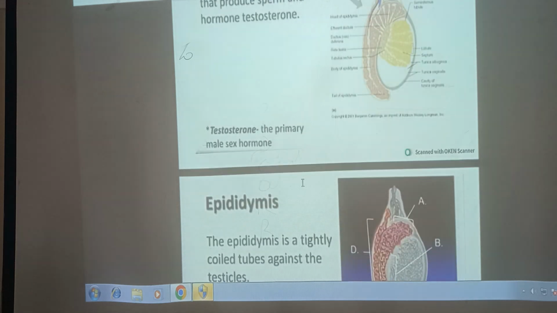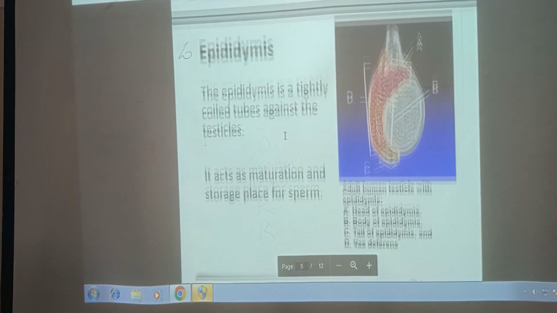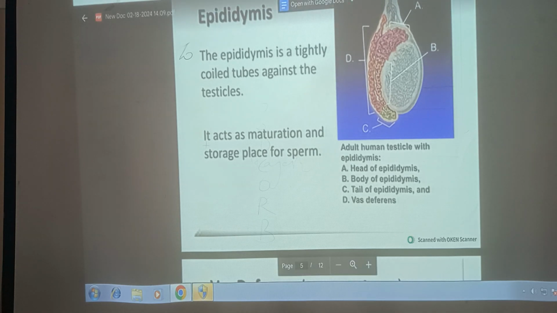Testosterone, the primary male sex hormone. And after that, this is the epididymis. The vasa efferentia leave the testis and open into a narrow, tightly coiled tube called the epididymis, located along the posterior surface of each testis. The epididymis provides a storage space for the sperms and gives the sperms time to mature. It is differentiated into three regions. These are the three regions.